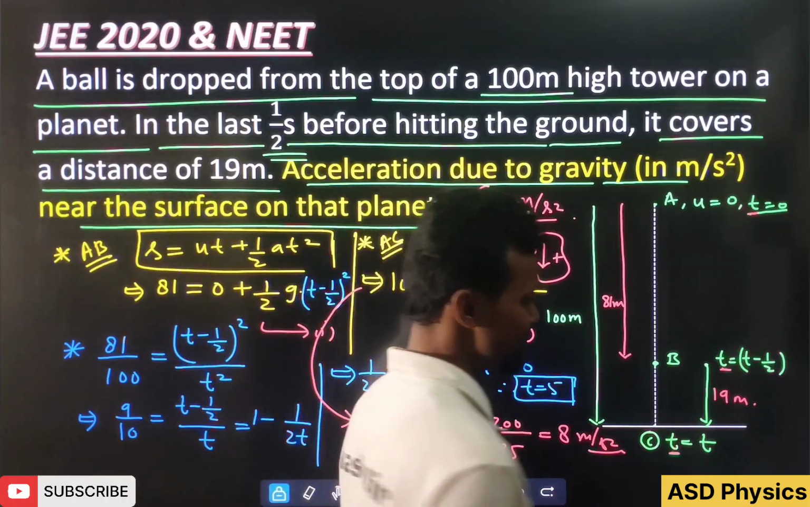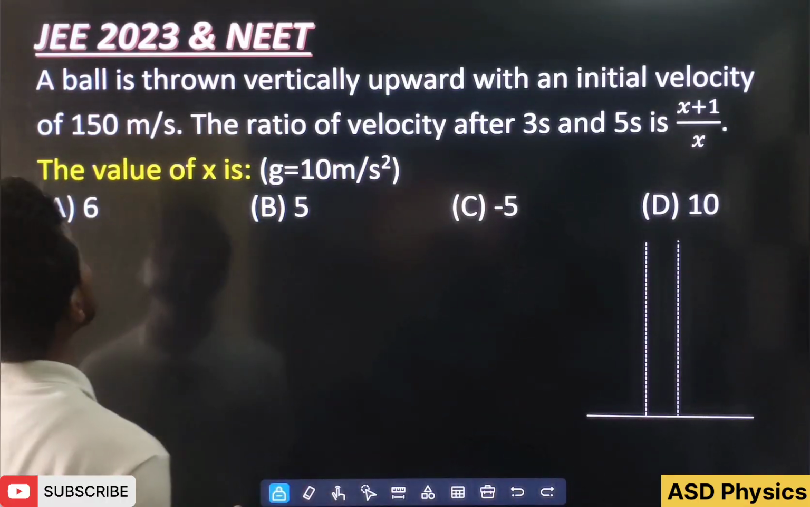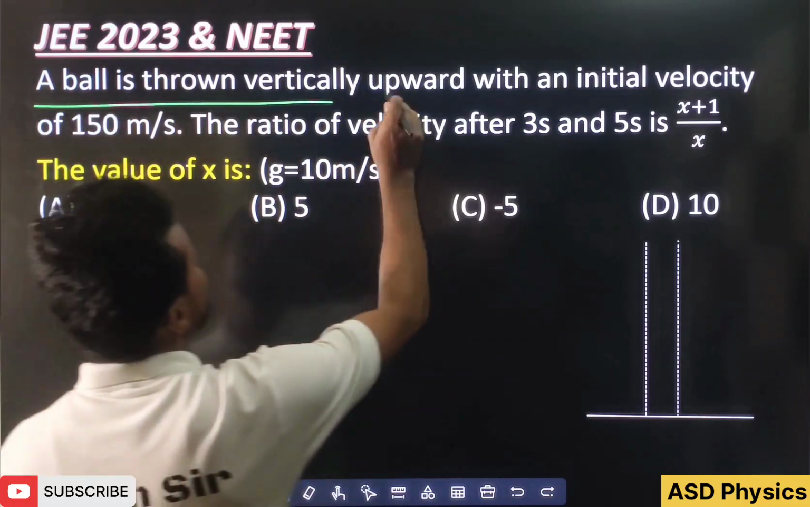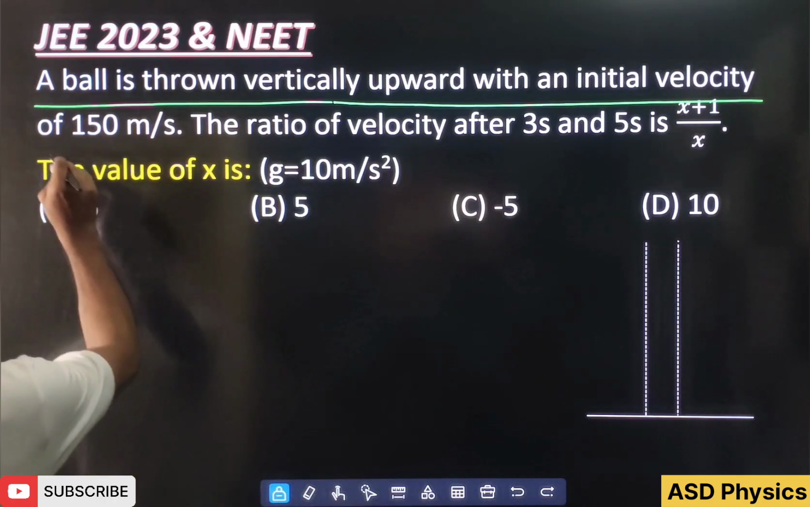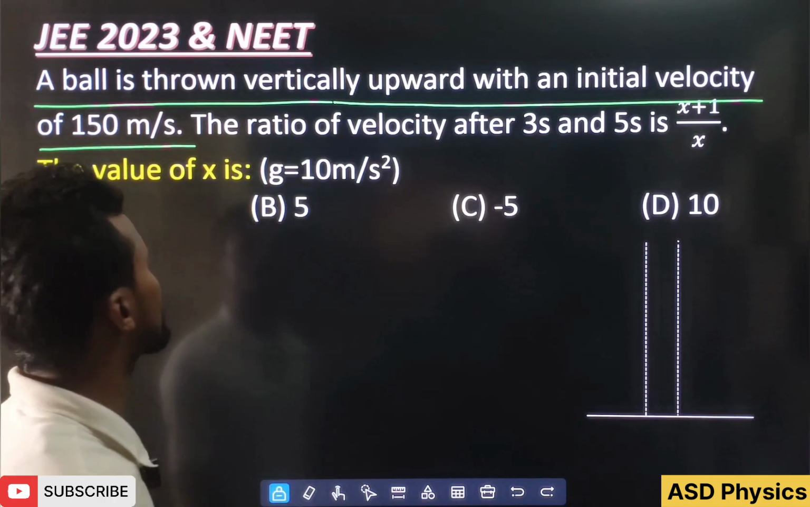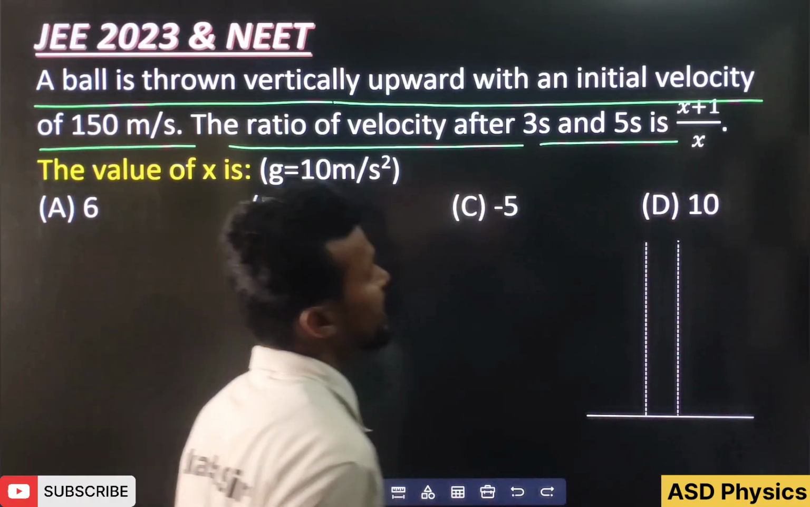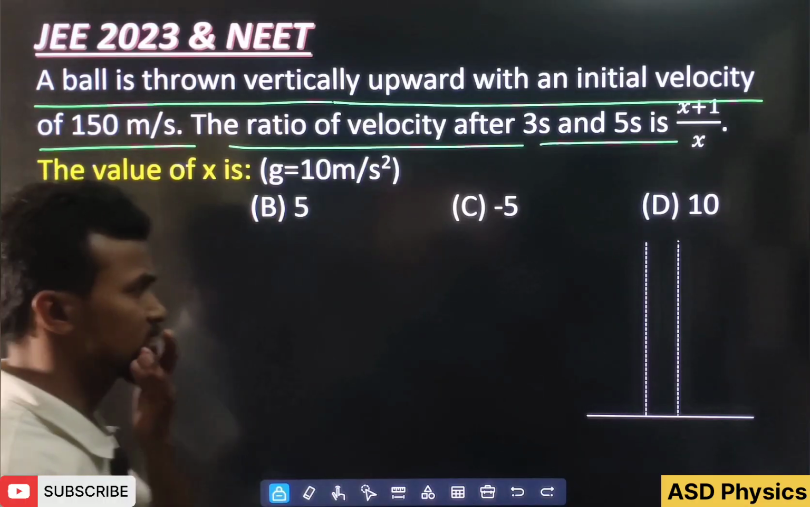Great. Now students, let's see the next question. Very easy question, JEE 2023 question. A ball is thrown vertically upward with an initial velocity of 150 meter per second. The ratio of velocity after 3 seconds and 5 seconds is (x+1)/x. The value of x is how much here?